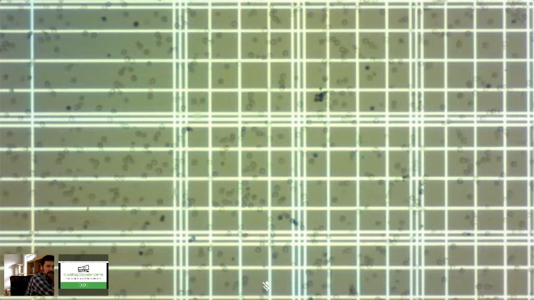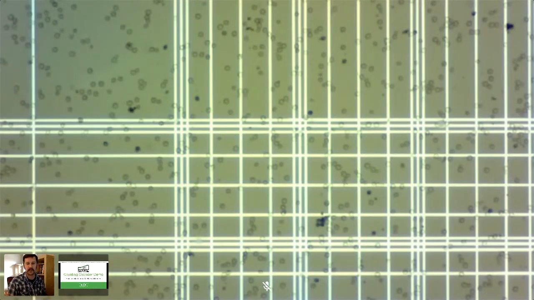I'm just going to get this in focus. Okay, hold on, I'm dealing with two cameras here. All right, so this looks good. Okay, I hope you can see this. Anyway, what we have here is our counting chambers. I'm just going to pan around a little bit.